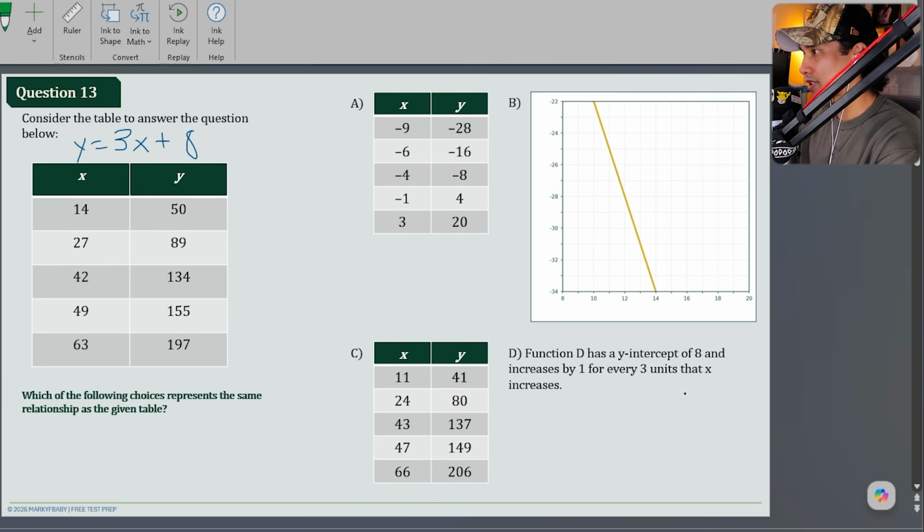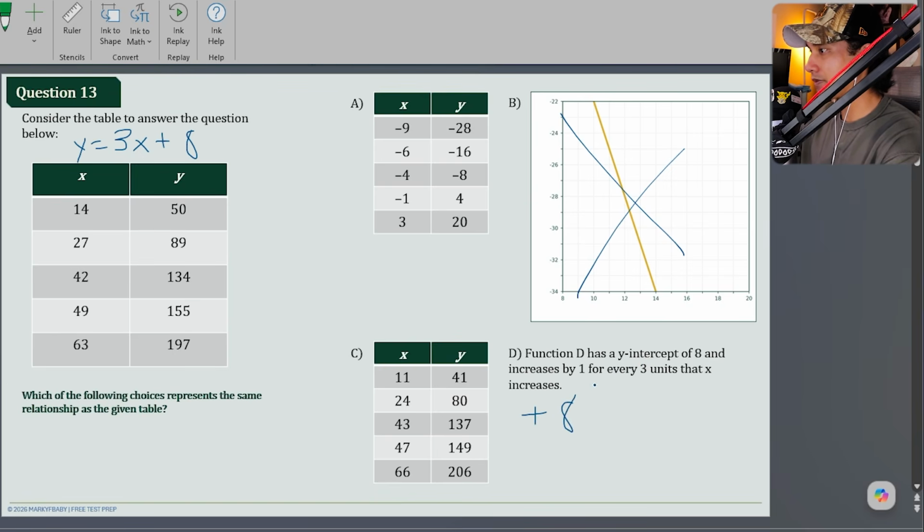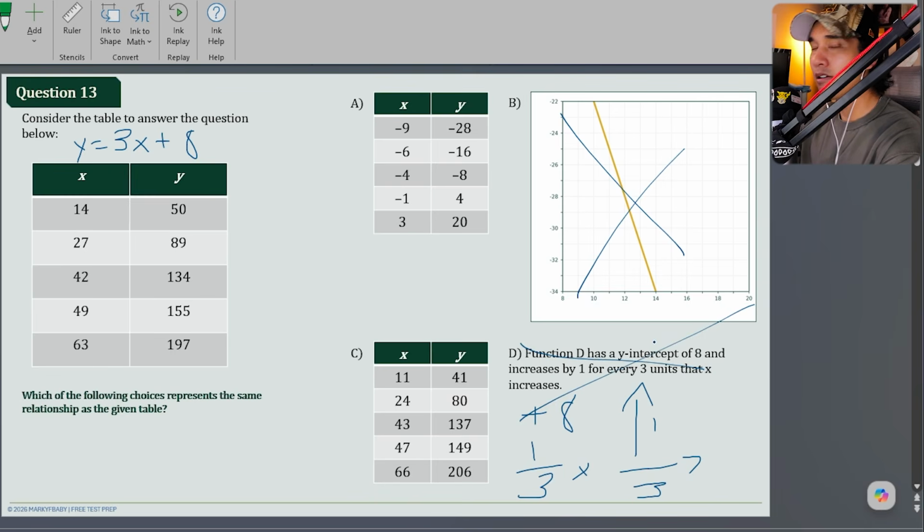Okay, this is a negative slope, so we can get rid of B. And then function D has a y-intercept of 8, plus 8, great, and increases by 1 for every 3 units. That gives us a slope of 1/3 x, making D incorrect. Now we have to work with the tables.